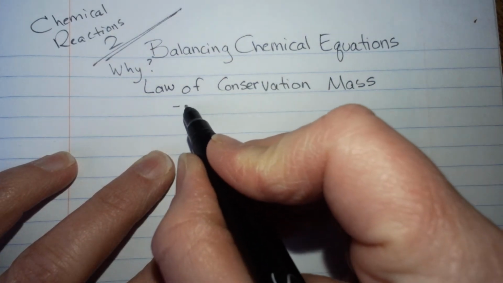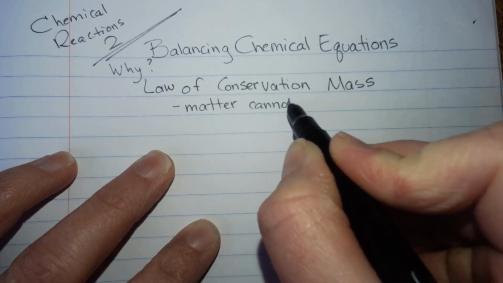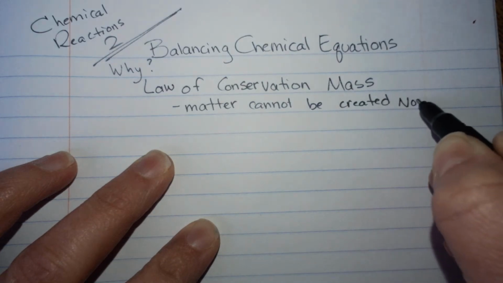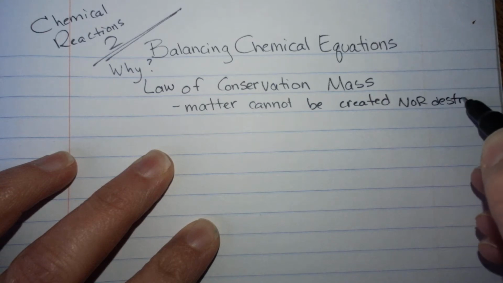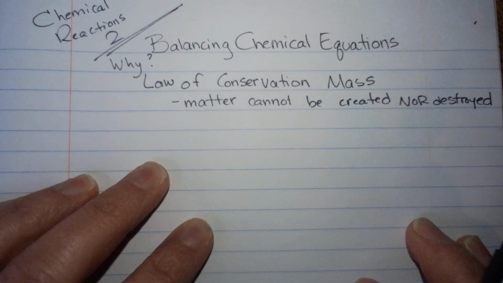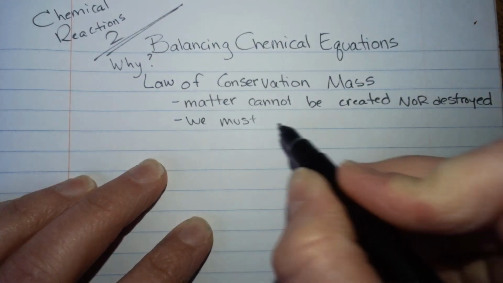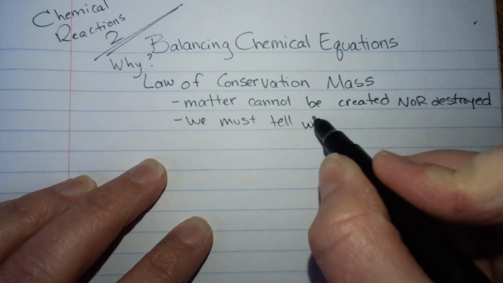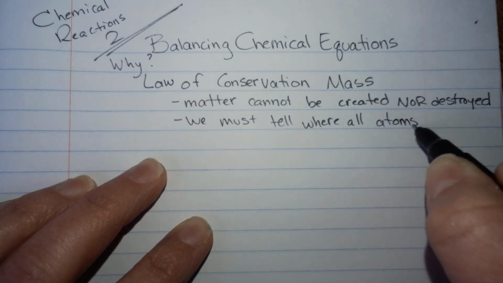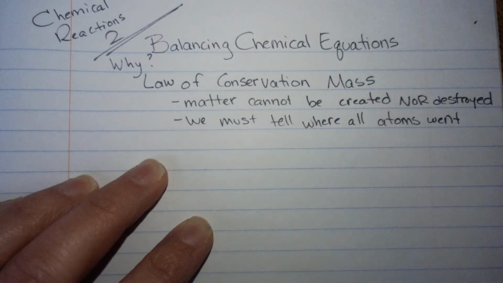Matter cannot be created nor destroyed. So we gotta say where it's going. When we're talking about matter, we're at the atomic level at this point. So we have to tell where it's going. All the atoms went in a chemical reaction. And that's why we do all this stuff.